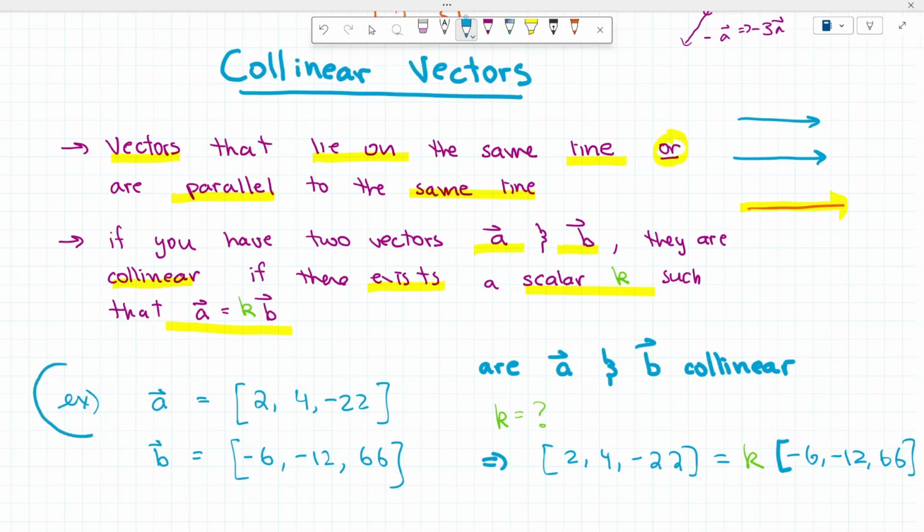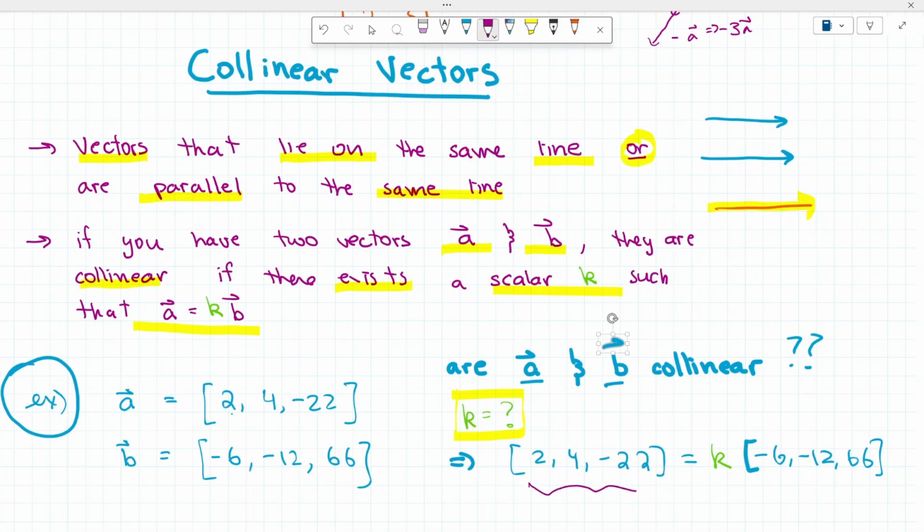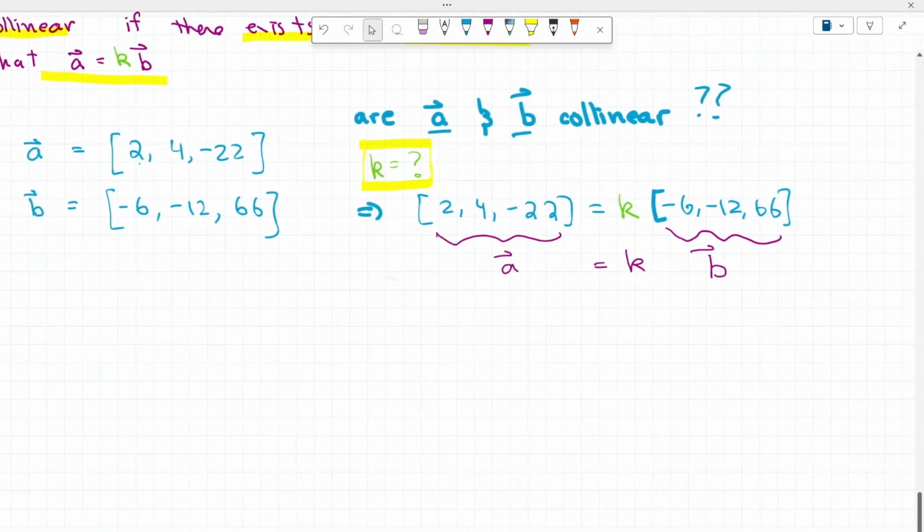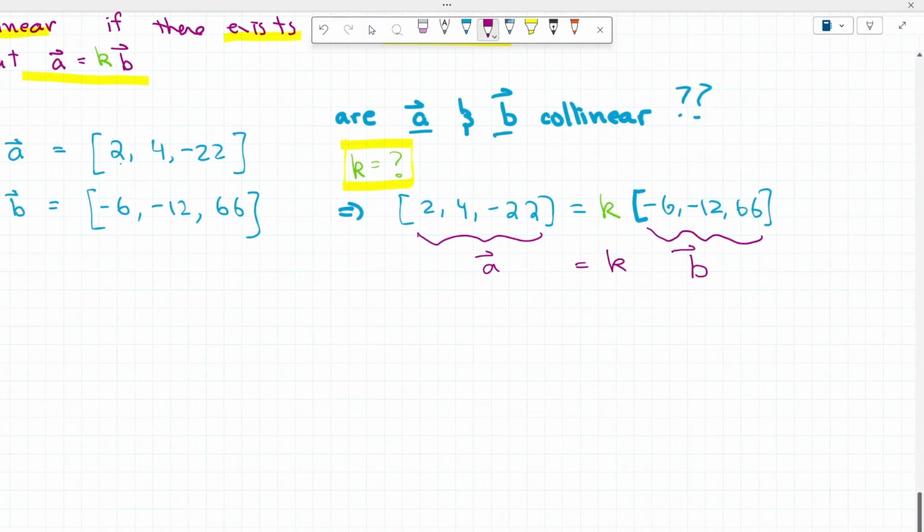So let's draw your attention over here to our example. Here we have three-dimensional Cartesian vectors. We have vector A and vector B. We want to know, are vector A and B collinear? We know by our definition that these vectors will be collinear if there exists such a scalar k where our vector A equals some k of our vector B. So let's go ahead and set up this problem. We learned from our scalar multiples that we can just multiply this scalar through. So let's go ahead and see what that gives us.